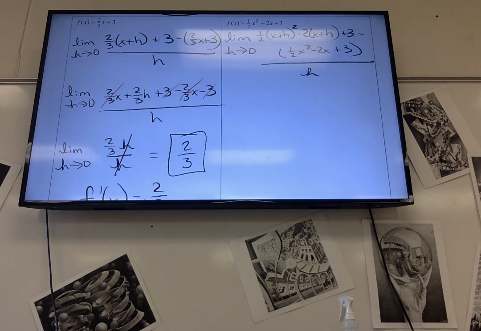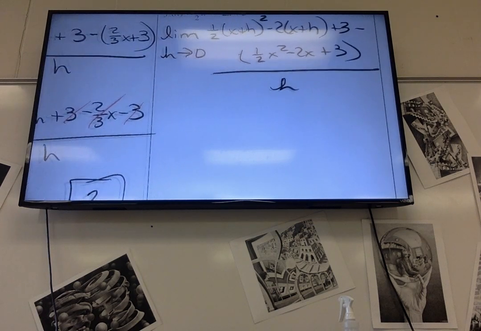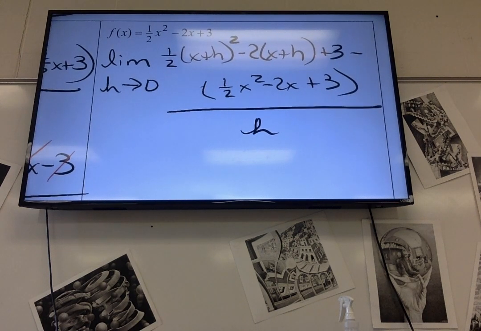Wait, can we just do like 1/2 x squared plus 1/2 h squared? Or do we have to do different things? I'm talking about at the beginning. No, you cannot distribute before you square it. Dang. You don't want to square those fractions anyways. What does the bottom say? H. No, like on the side. 1/2 x squared minus 2x plus 3. F prime x equals 2/3. Cool. Does that help? Okay.